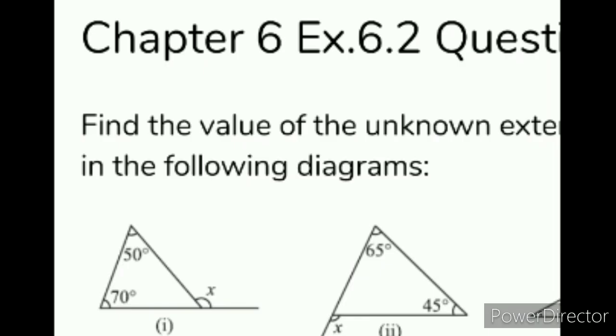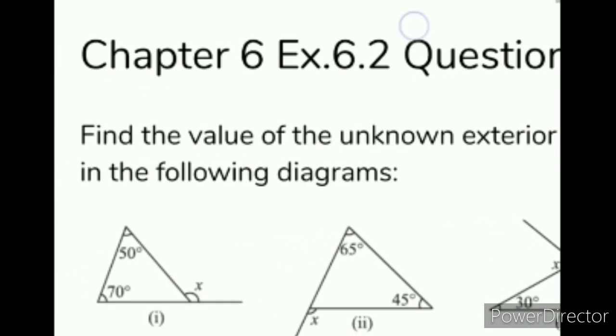Yes, now you have learnt the exterior angle property of triangle. What is that? The exterior angle of a triangle is equal to the sum of its interior opposite angles. Got it? Yeah.